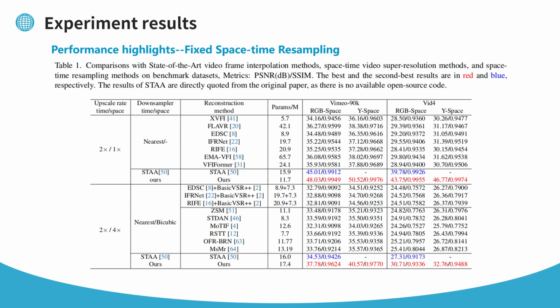Similarly, for the time 2 times space 4 times task, our approach surpasses sequential VFI and video super resolution combinations, as well as one-stage space-time video super resolution methods and STAA. We achieve a PSNR of 40.57 on Vimeo 90K Y-space, again demonstrating a clear advantage here.